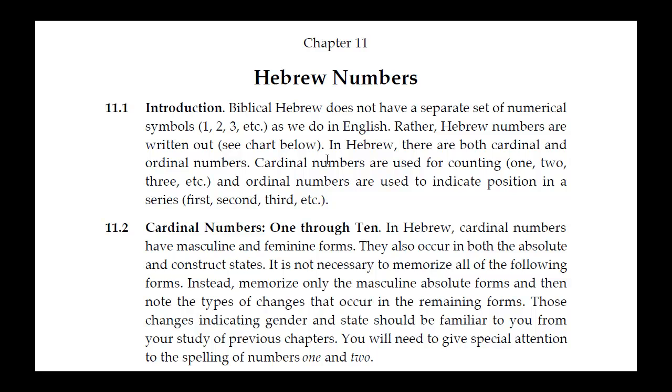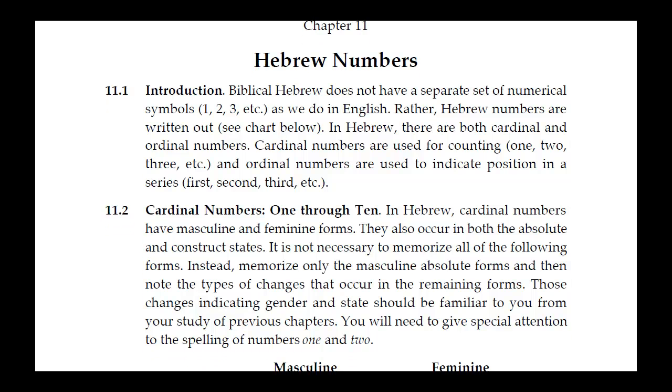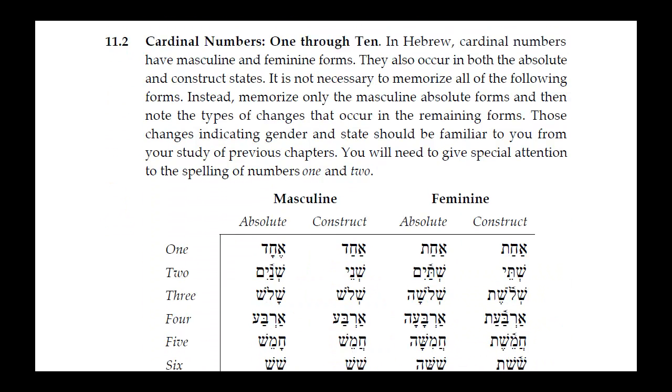In Hebrew, there are both cardinal and ordinal numbers. The cardinal numbers are used for counting, like 1, 2, 3, and ordinal numbers are used to indicate a position in a series, like first, second, or third, etc. The Hebrew has both cardinal and ordinal numbers, and we'll get into both of these. First, let's get into the cardinal numbers 1 through 10.